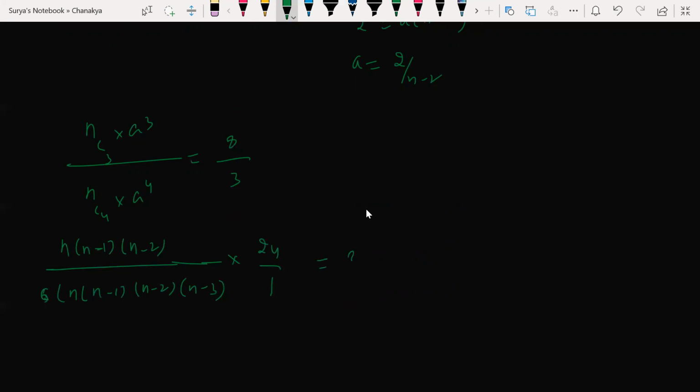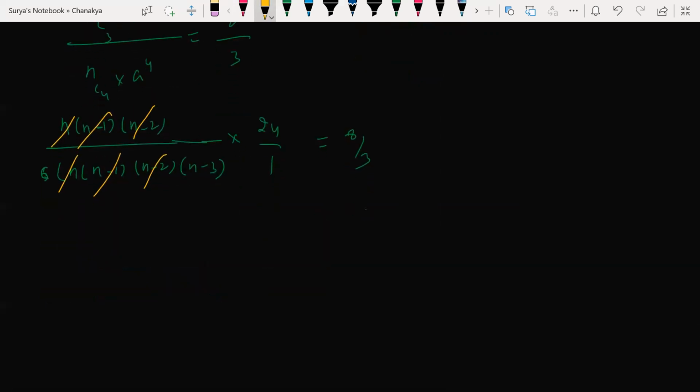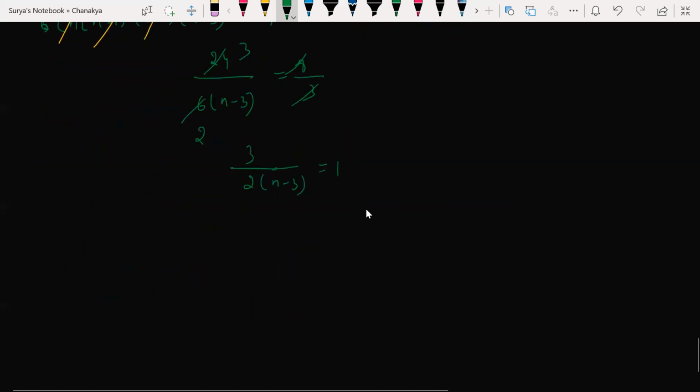24 by 1 is equal to 8 by 3. Now cancel it. n minus 1, n minus 3, this will get cancelled. So what n value will you get now? 24 by 6 times n minus 3 is equal to 8 by 3. 8 ones, 8 threes, 3 ones, 3 twos. So 3 by 2 times n minus 3 is equal to 1.